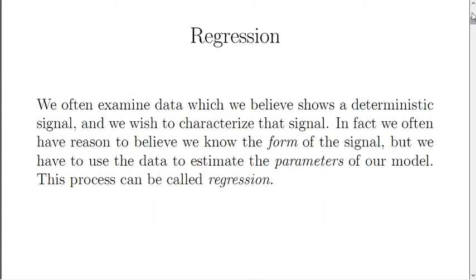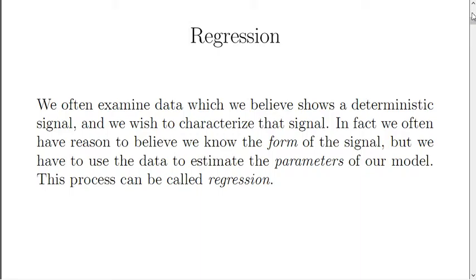With that out of the way, let's get on to regression. We often look at data which we think shows a deterministic signal, not just something random. It's important to be aware of the difference between deterministic and stochastic. A deterministic signal means that if you repeat the exact same experiment, you're going to get the exact same result. The deterministic part is the part that comes out exactly the same every time you run the process.